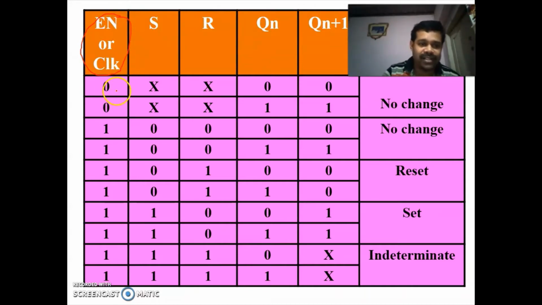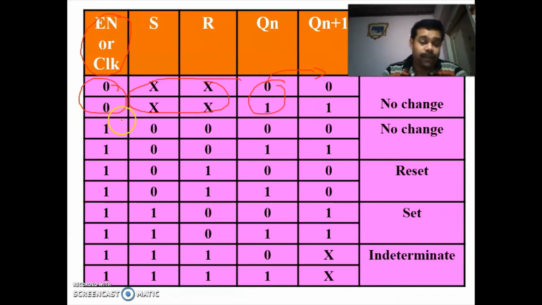When clock is 0, whatever you are giving in the input and whatever may be the present state, the present state will be coming in the next state. No change will be there. So when you are providing no clock, whatever may be the inputs, what is present in the present state will be getting in the next state.